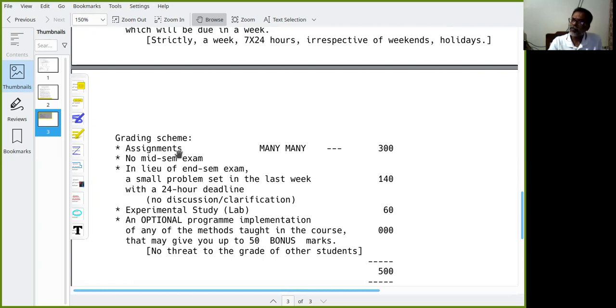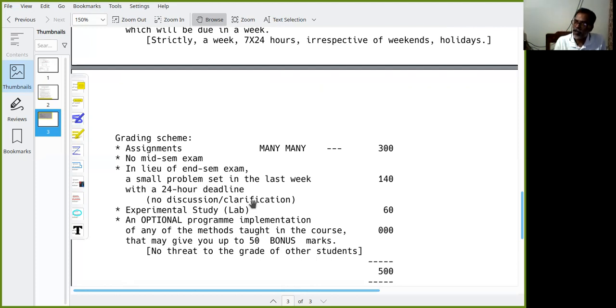Regarding assignments, you open the question in the forum: what are we supposed to do with this? I can't figure it out. Somebody else will respond, yeah. Okay, so that's perfectly all right, because assignments come during the phase of learning. Though you get some credit out of it in terms of evaluation, the primary focus of assignments is learning. However, in the end-semester problem set, no discussion, no clarification.